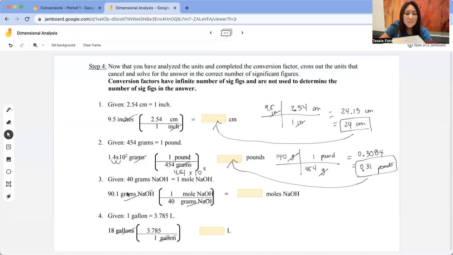Okay, next one. This one should be easy again. You can do picket fence or you can leave it like that. Again, everything on top, you multiply, and then you divide by everything on the bottom. So 90.1 divided by 40. And then over here, same thing. Those are both easy ones. I'll let you figure that one out on your own. Go ahead and do those.